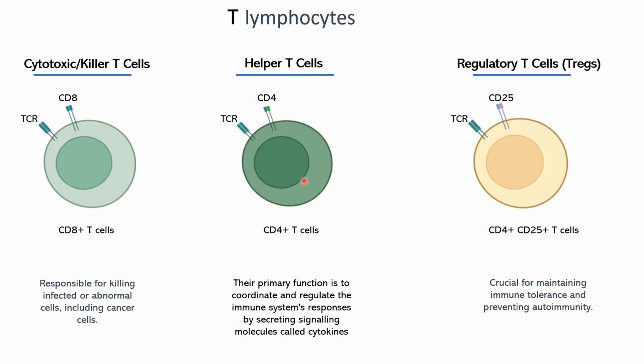When it comes to T helper cells, their main function is to support the cytotoxic T cells. Also, they are very important in regulating the immune system response by secreting specific molecules called cytokines. For Tregs, their main function is to maintain immune tolerance and prevent autoimmunity. Autoimmunity is a different type of disease from cancer, where the immune cells within the body start attacking the organs of that patient.